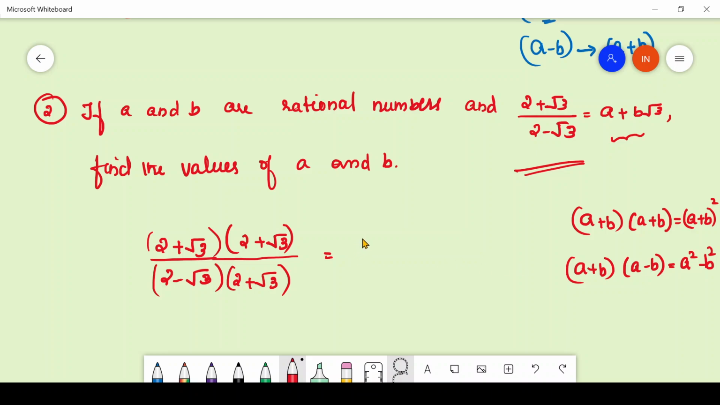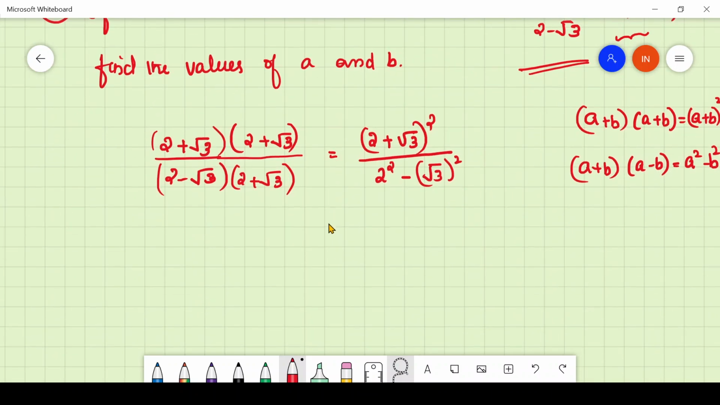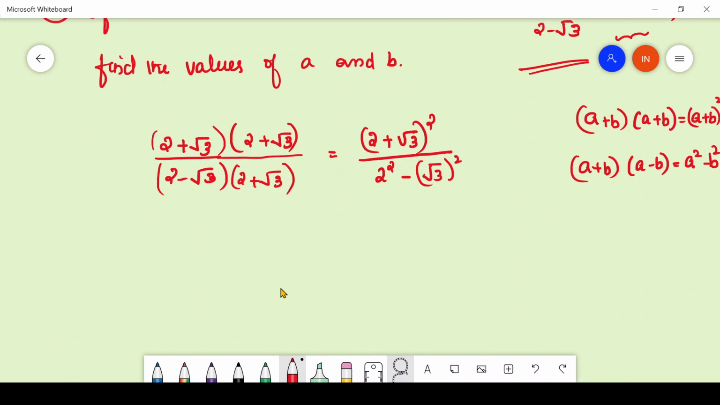So let's see, the numerator will be (2 plus root 3) the whole square divided by the denominator, 2 square, that is 4, right? I'm writing here 2 square minus b, that is root 3, so root 3 square, right? So let's do the next step. That is (2 plus root 3) the whole square. What is that? That is of the form (a plus b) the whole square, right? So what is (a plus b) the whole square? That is equal to a square plus 2ab plus b square.